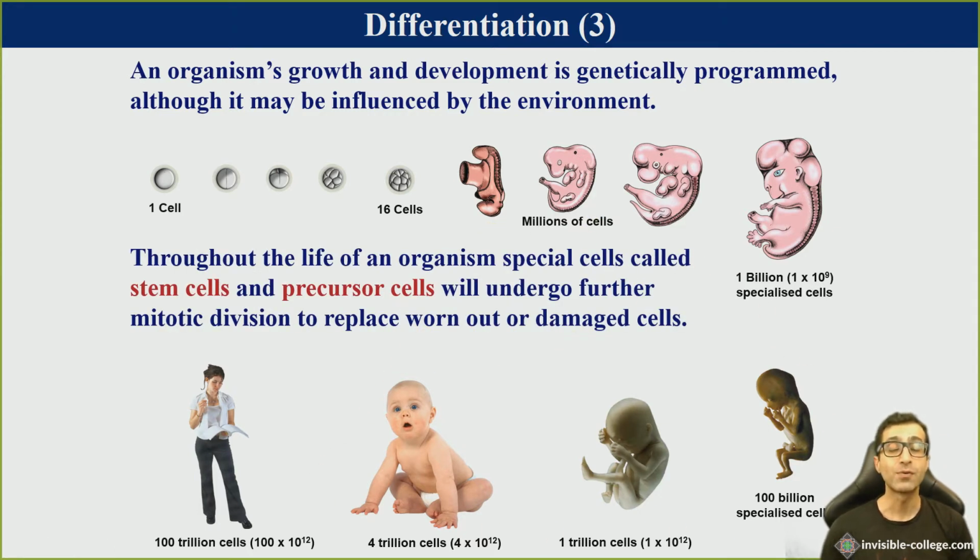So what we're saying here is that throughout the life of the organism, special cells, which are referred to as stem cells and precursor cells, will undergo further mitotic divisions to replace worn out or damaged cells. And so we have differentiation in the embryological context here, but then in the adult organism you still retain some stem cells and precursor cells which are able to differentiate to form the specialized cells of specific tissues in order to replace cells which have reached the end of their life or have been lost due to damage.